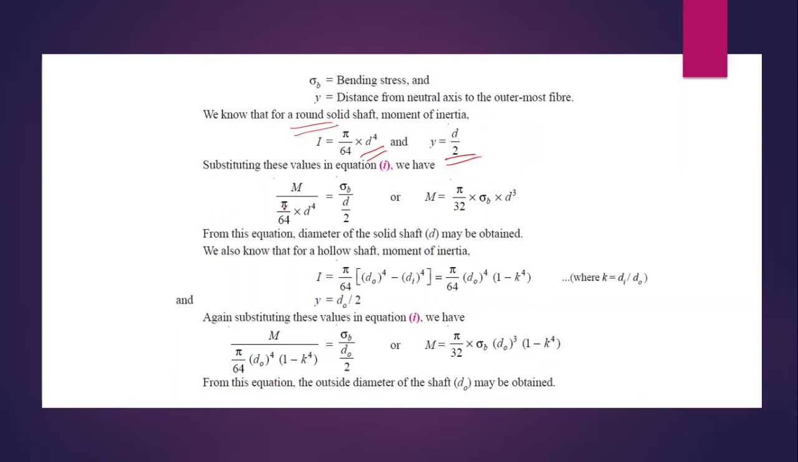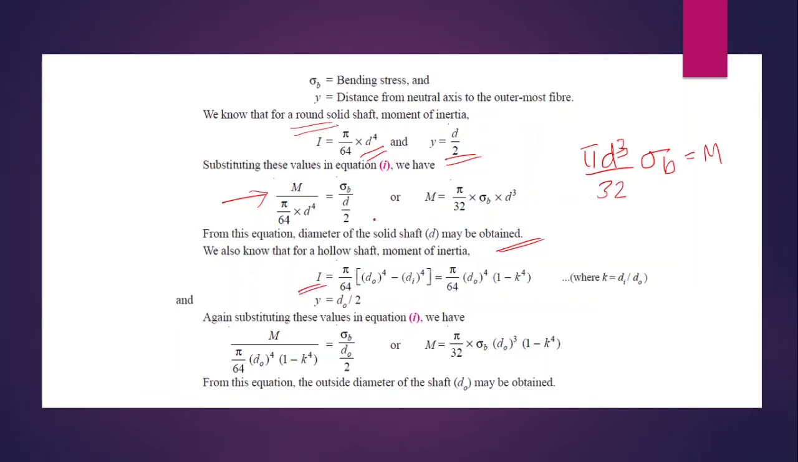Then substituting these two values in the equation M by I is equal to sigma B by Y, we get M is equal to pi by 32 sigma B into d cube. Pi d cube by 32 into sigma B is equal to bending moment. From this equation, the diameter of the solid shaft d can be calculated.